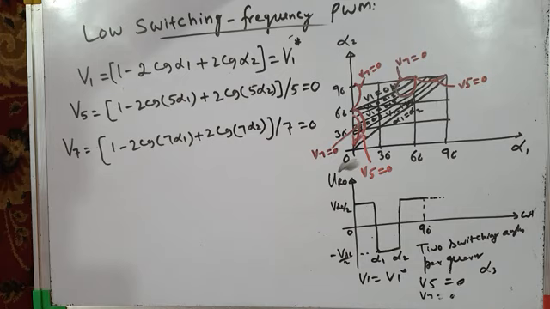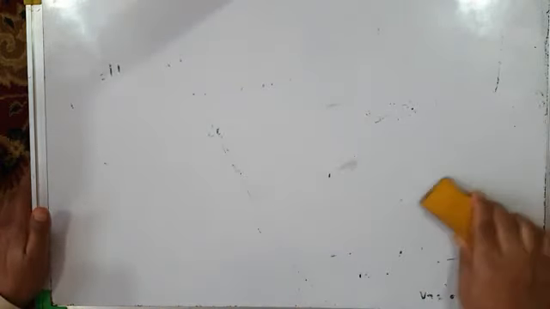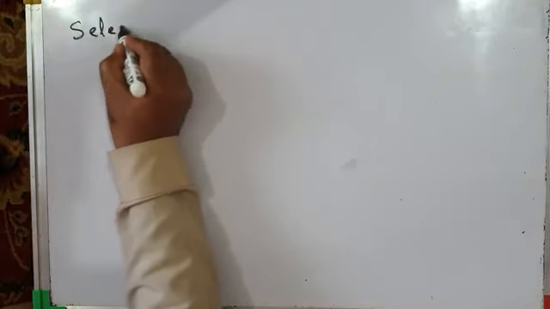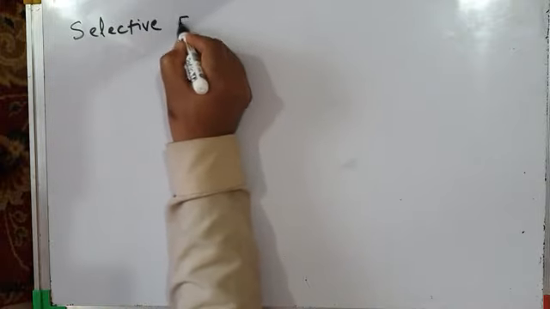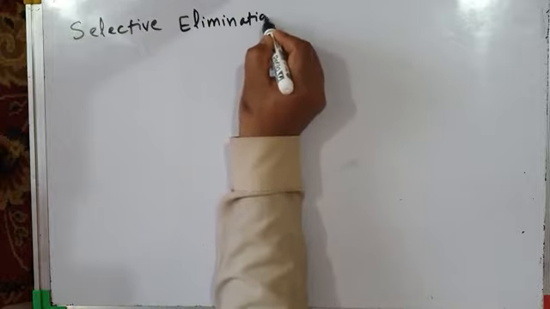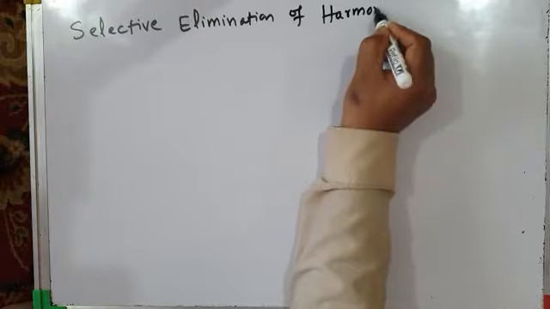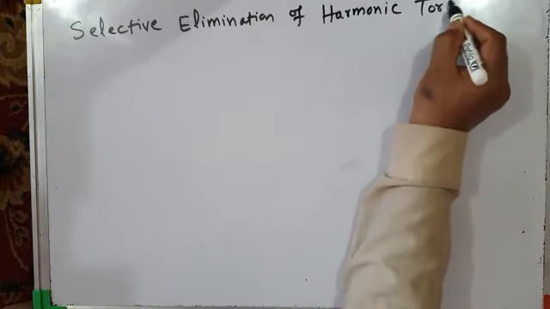Now our aim is not to eliminate harmonics. Our aim is to eliminate harmonic torques. Let us see how we can use this selective harmonic elimination or low switching frequency PWM technique for elimination of harmonic torques. I will write here: selective elimination of harmonic torques. This is the requirement now.